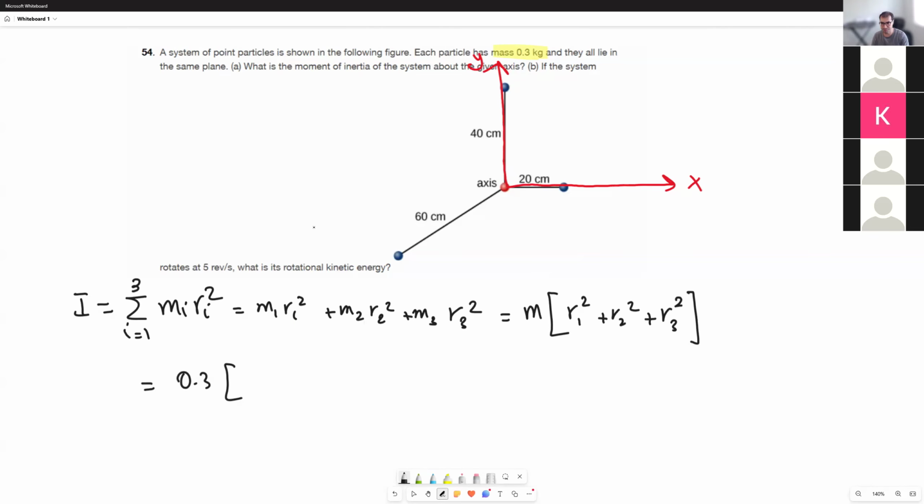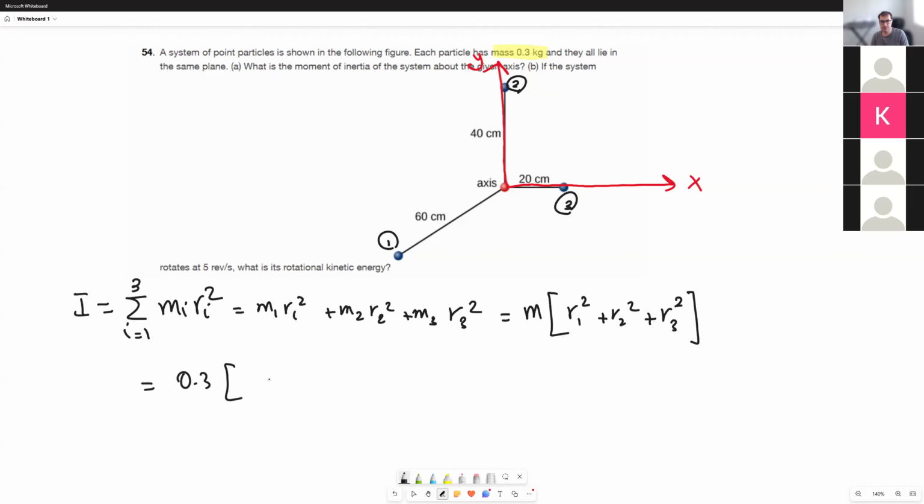So the XY plane, this is the XY plane that I drew. I wrote the definition of moment of inertia: sigma i equals 1 to 3, m_i r_i squared, equals m1 r1 squared plus m2 r2 squared plus m3 r3 squared. Masses were the same, so you factor out the mass. Now, let's call this particle 1, this particle 2, this particle 3.